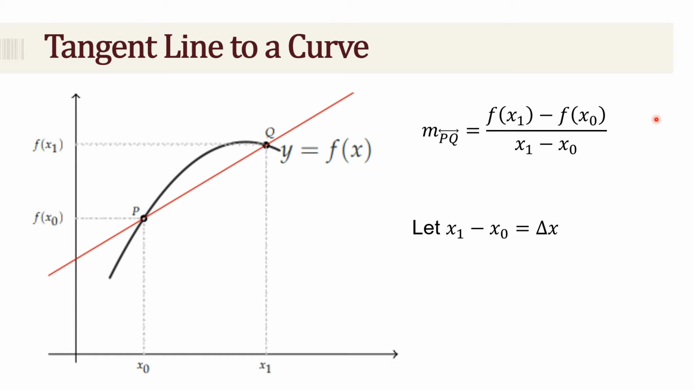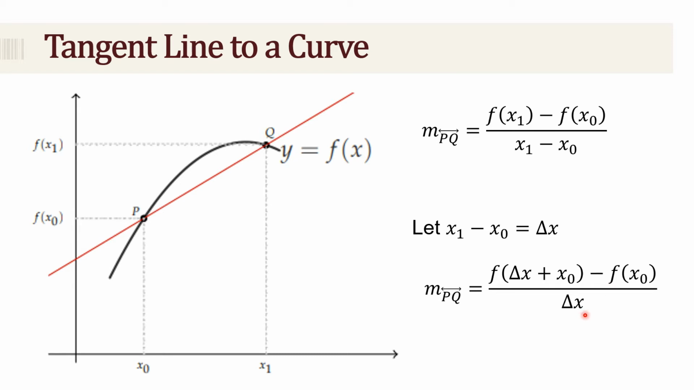Now, if we let x sub 1 minus x sub 0 be delta x, or the change in x, okay, ang mangyayari ngayon, yung slope ng secant natin becomes f of delta x plus x sub 0, diba, kapag nag-transpose tayo doon, minus f of x sub 0 all over delta x.